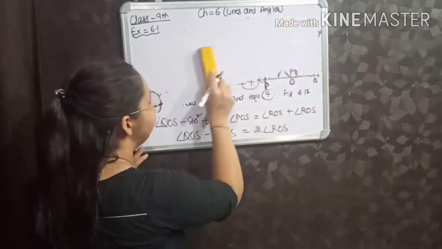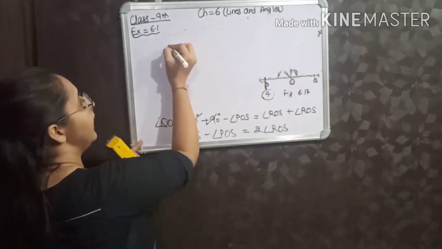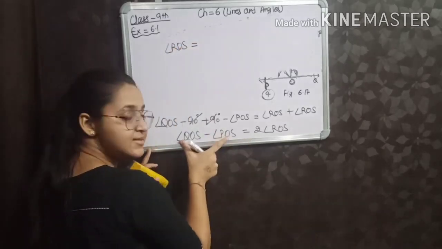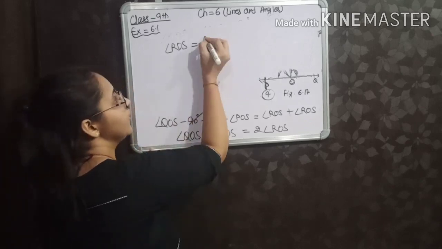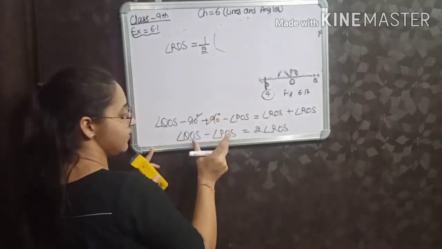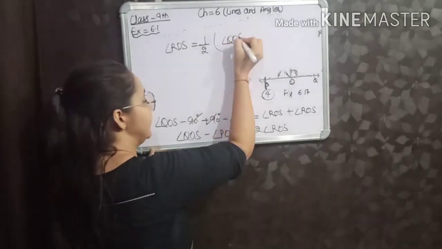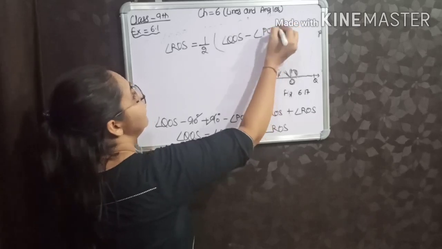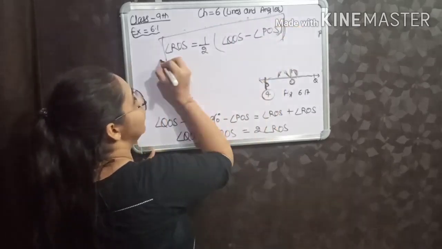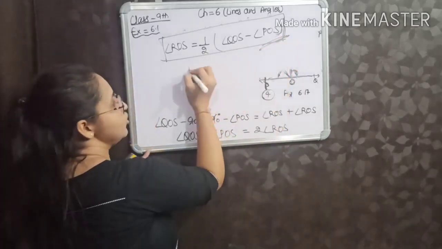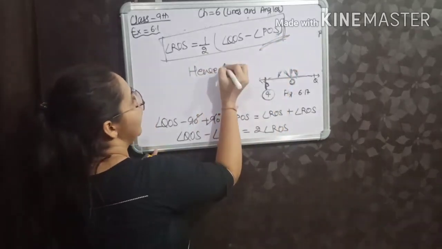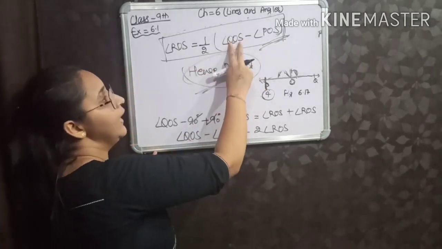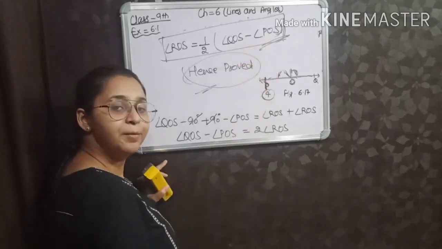Or simply, we can write angle ROS is equal to, this 2 comes to this side with a division sign, so it gives 1 by 2 of angle QOS minus angle POS, and this is what we had to prove. So we are at our solution. Hence proved: angle ROS is equal to 1 by 2 of angle QOS minus angle POS.